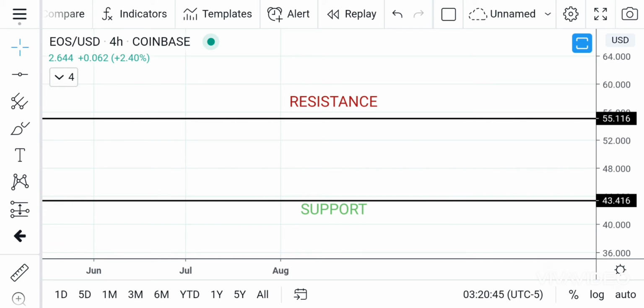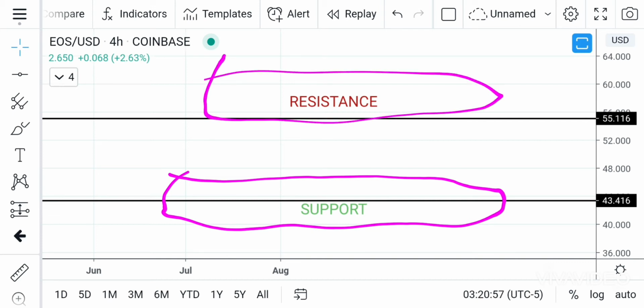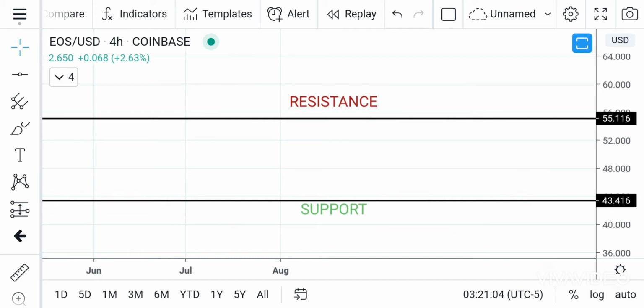All I want you to note is that support is an area on your chart where buyers usually start buying so that they can sell higher, and resistance is an area on your chart where sellers sell to take a profit in order to buy back lower at support. I'm going to discuss more about the concepts of support and resistance in my next video, but in this video we are going to focus on candlestick patterns.